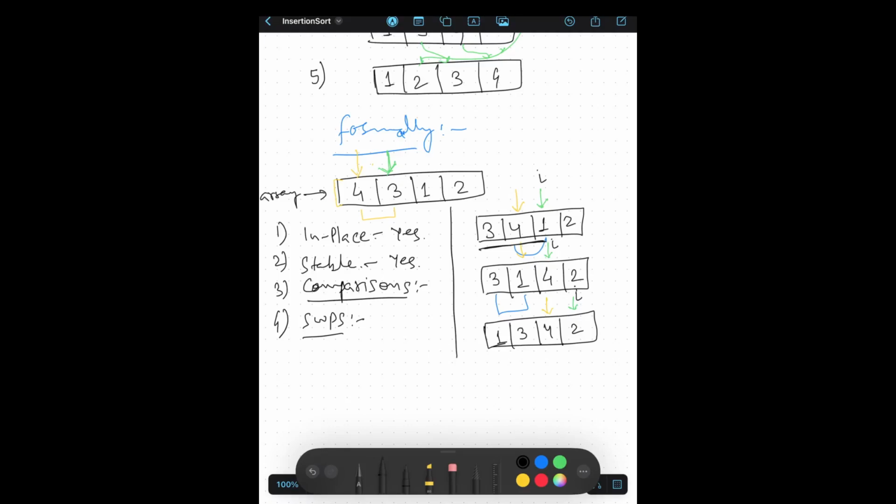So when we were here, we compared these two. When my I was here, we compared these, right? Now my I is here. What I'm going to do is compare this 2 with this, then with this, then with this, right? So let's see.